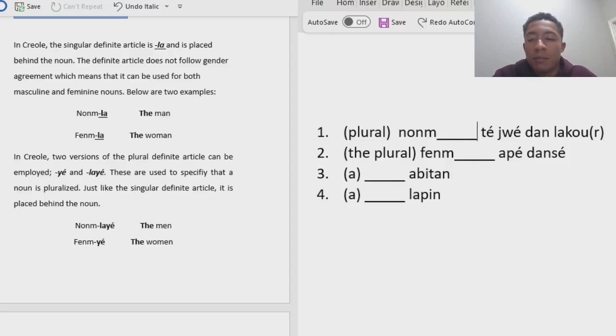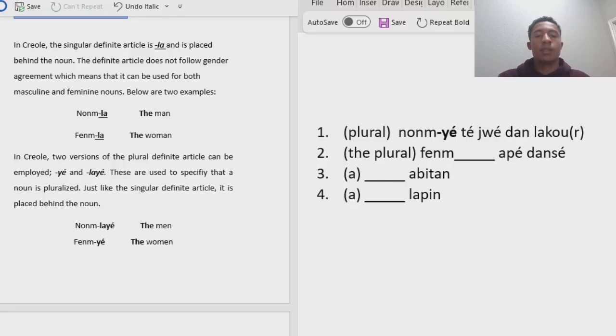All right, Mac, you got it right. So you have the hyphenated ye. Nom ye t'es joué dans la cour. Men played in the yard. Now we're going with the plural. Plural of the.